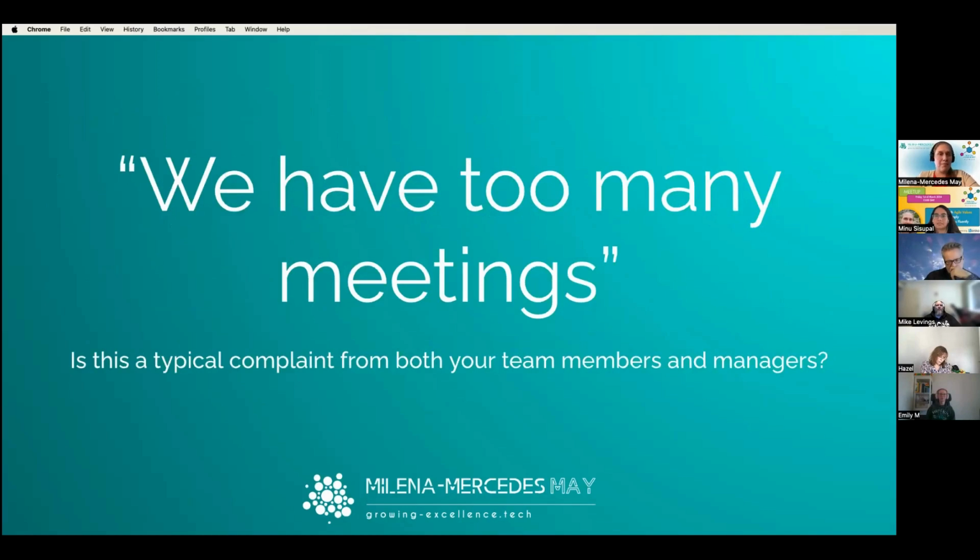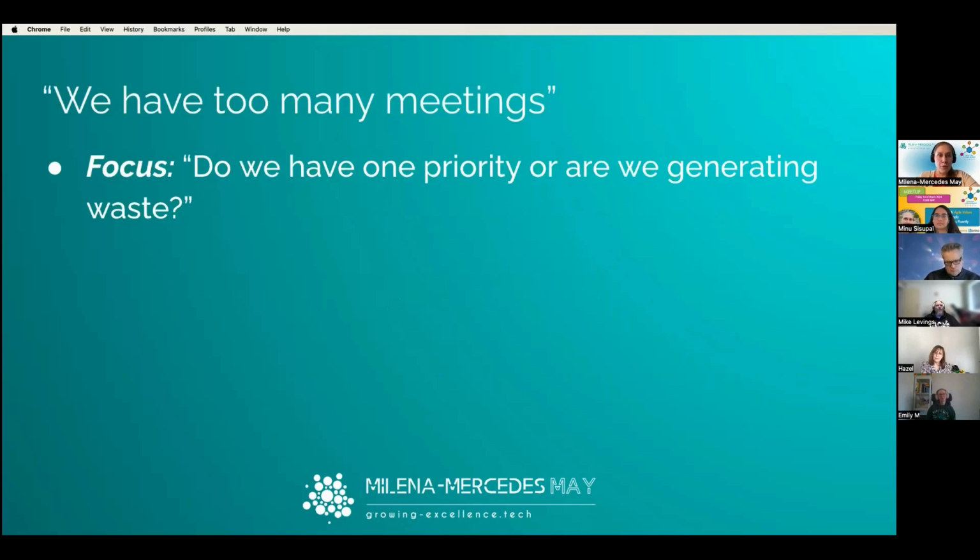We have too many meetings. Let's look at better questions to ask when people complain about having too many meetings. Focus. Do we have one priority, or are we generating waste? And this is something that I see in so many teams that they are doing this wrong, that they're having priorities, plural, and not one priority. And also when we're talking about sprint goals, it shouldn't be a list. It should be one, so that you can prioritize, because priority means the first one. And we should use that word seriously.